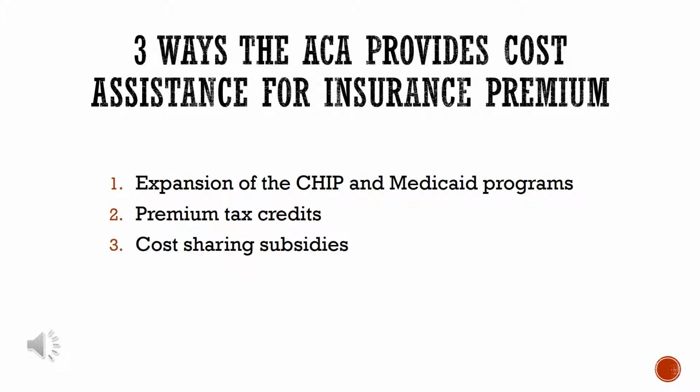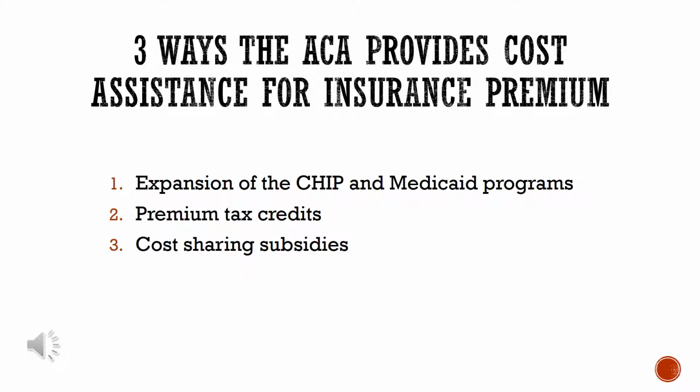Aside from the expansion of the CHIP and Medicaid program, there are two other ways that the ACA provides cost assistance for insurance premiums. One is the provision of tax credits. Tax credits allow U.S. citizens who do not qualify for government insurance or have workplace insurance to receive a credit on their taxes based on their income that will offset the cost of premiums.